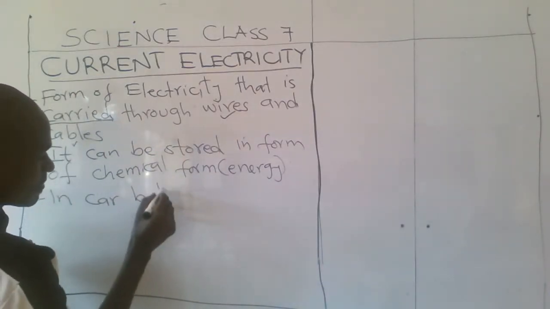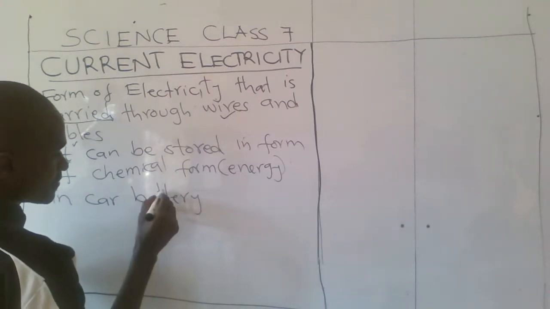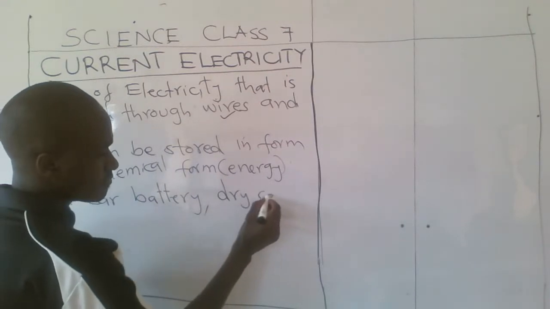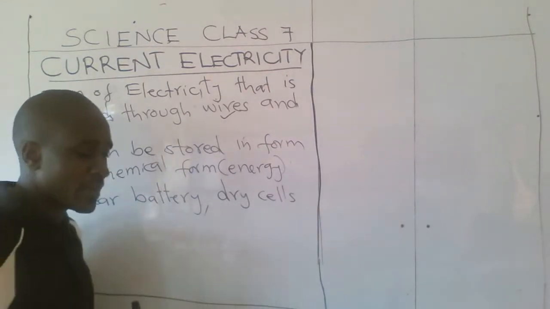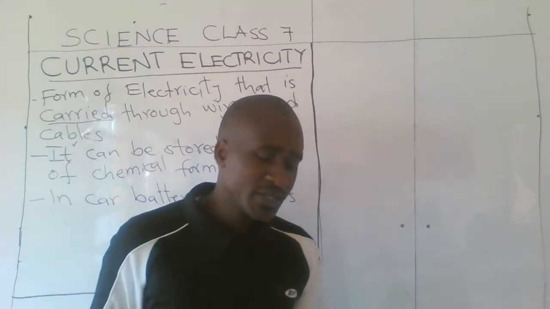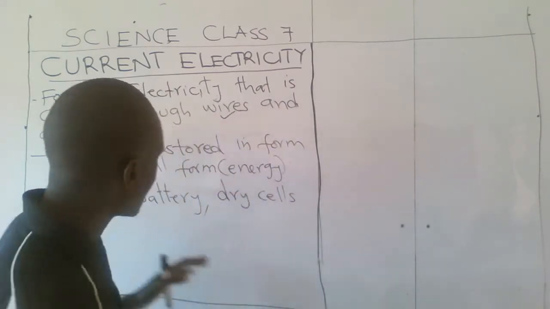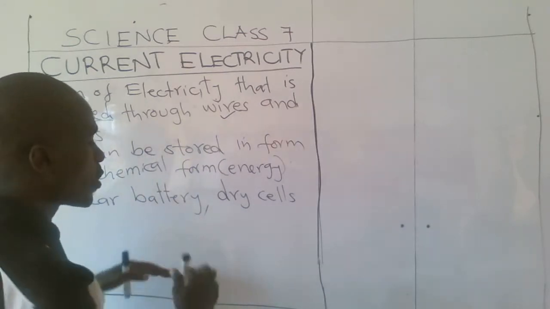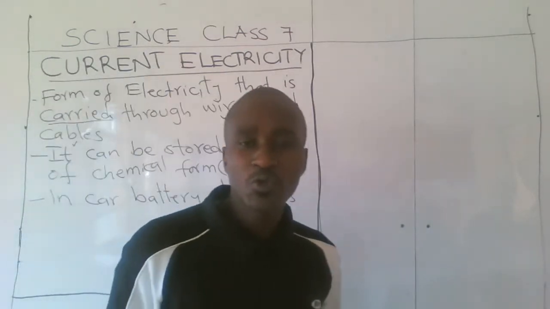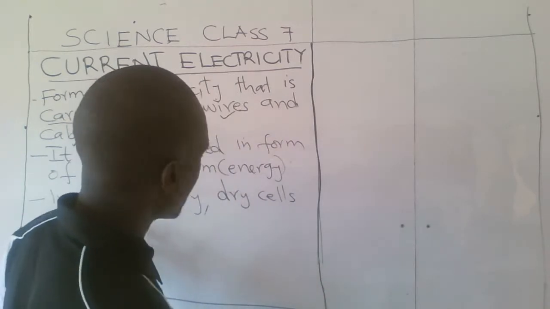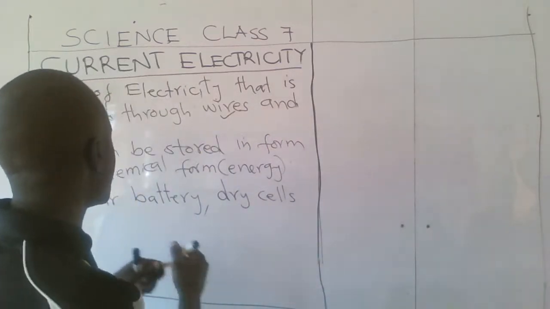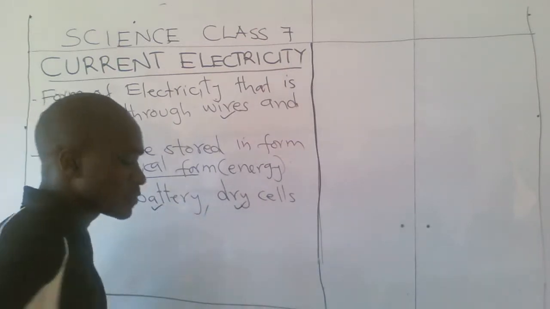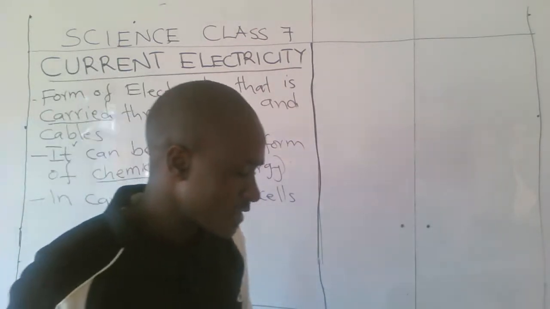Do you know car batteries are charged? We can also store it in dry cells. Now, car batteries are the things we call wet cells. So these are the places, devices or tools which you can use to store current electricity. You can store it in chemical form in a car battery, and also in dry cells.